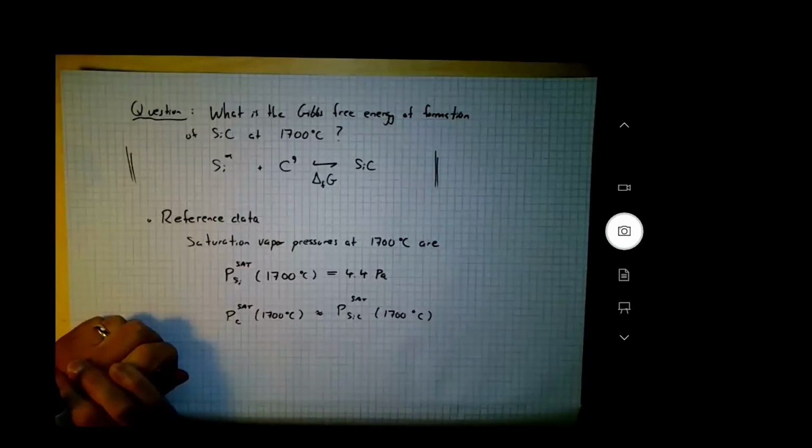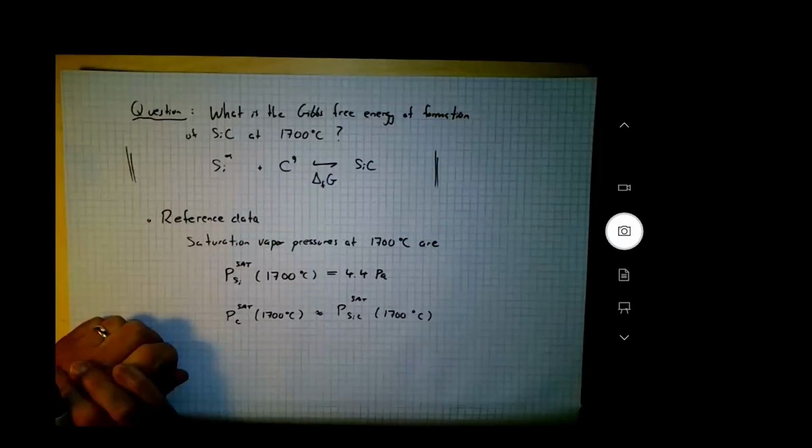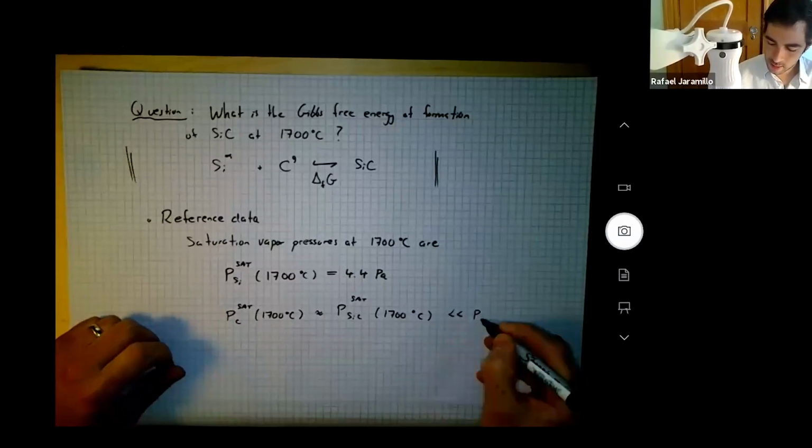So would the saturation vapor pressure of carbon be 0 then? The saturation vapor pressure of nothing, there's no component or compound for which the saturation vapor pressure is 0, right? Think back to the unary phase diagrams. It's always finite. It's something, right? It exists. But how does it compare to that of silicon? It would be much smaller. Much smaller, right? Exactly. Much, much less than P sat of silicon.